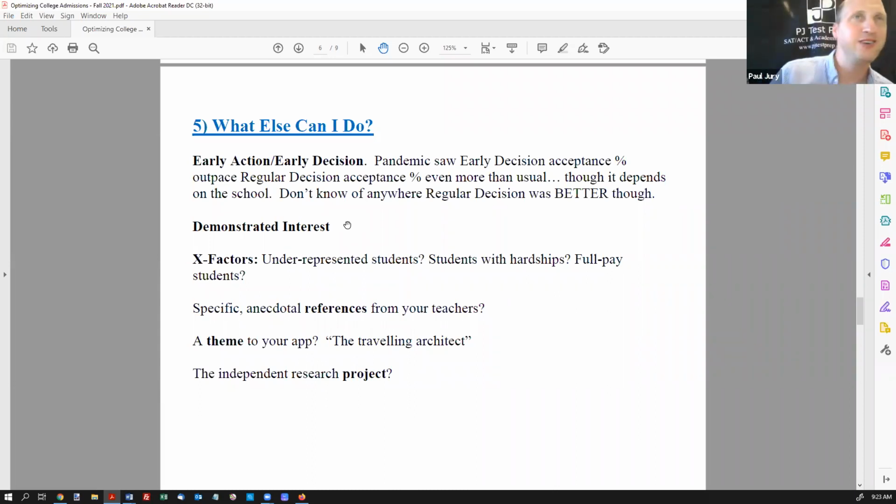But whereas I used to say, don't really worry that much about early action, early decision, looking at the numbers, I'm starting to be a little more convinced that if you do have a favorite school, it could probably help you a little bit in getting in to think about maybe doing an early action or early decision. Part of that's because of demonstrated interest, which is the idea that colleges like you more when you really like them.